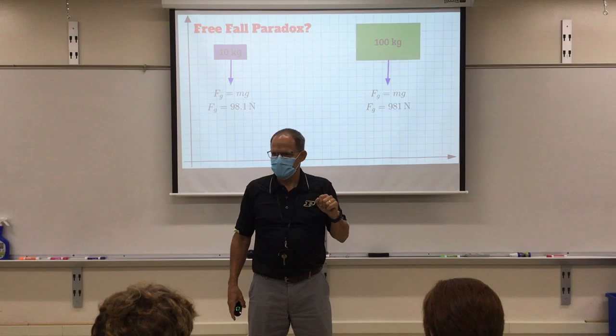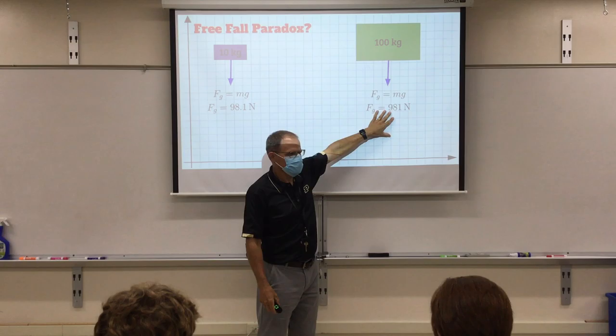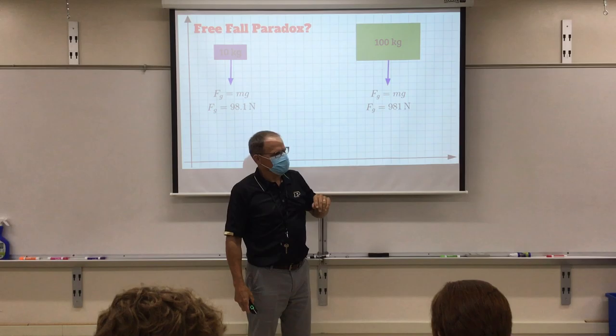And if you had a 220-pound weight and a 20-pound weight, clearly that one's heavier. But which one would fall faster if you let them both go? Well, if gravity pulls harder on this one, wouldn't it fall faster?